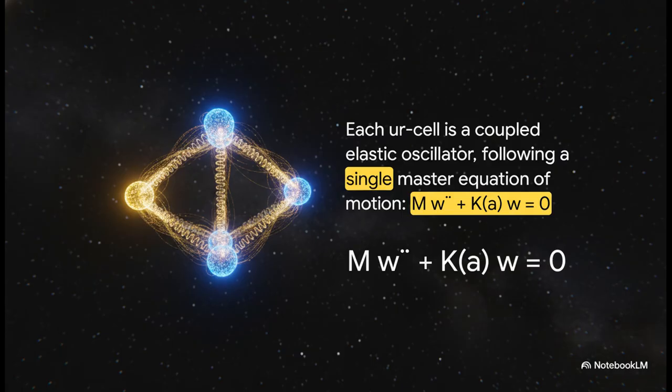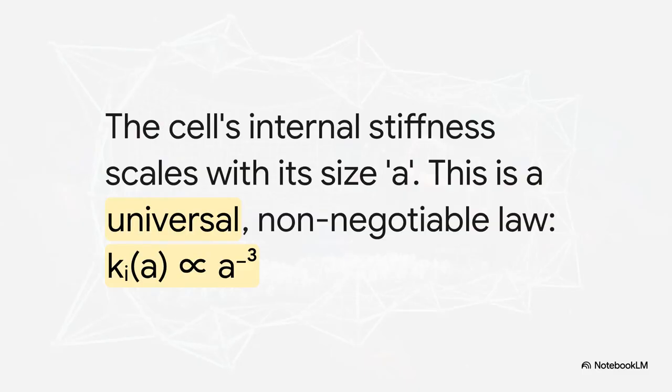Just think of each cell as a tiny coupled elastic oscillator. All its internal movements follow this one single master equation, where m is basically its inertia and k is its stiffness. And here's what connects everything: a universal scaling law. The stiffness of each internal mode is tied directly to the local cell size, which we're calling A. So what does that mean? It means if you squeeze a cell and make it smaller, it gets stiffer and it vibrates differently. This simple link between size and stiffness, that's the universal rule that governs the whole show.